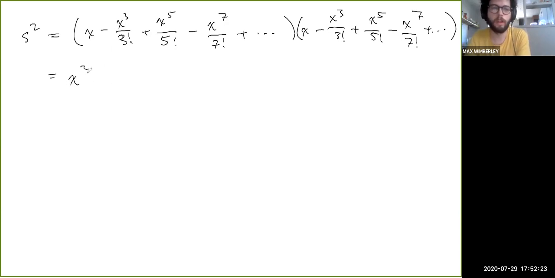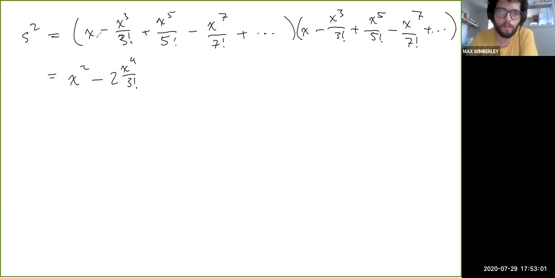And so the next even power would be x to the 4th. There are two ways to get x to the 4th, right? You could take x here and negative x cubed over 3 factorial over here, or you could take negative x cubed over 3 factorial here and x over here. Either one of them comes with a minus sign. So there's going to be a minus 2 x cubed over 3 factorial, or sorry, that's x to the 4th.